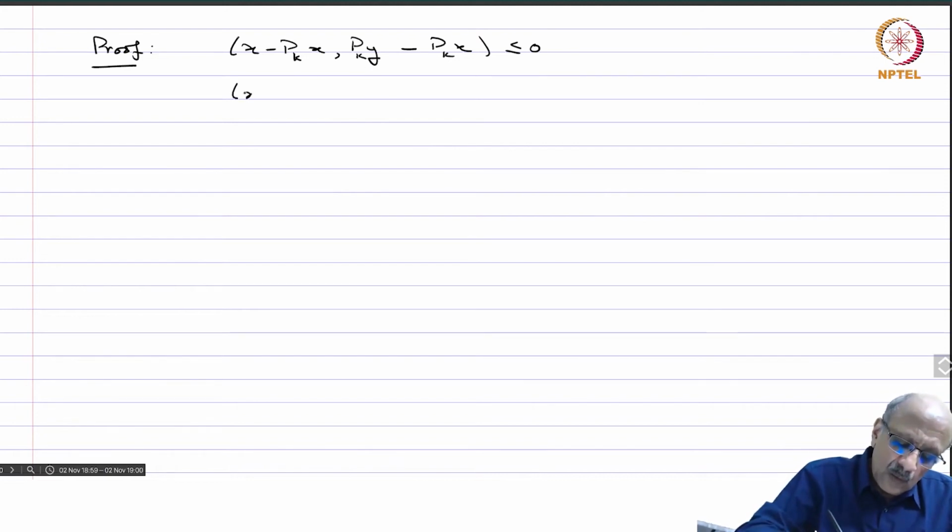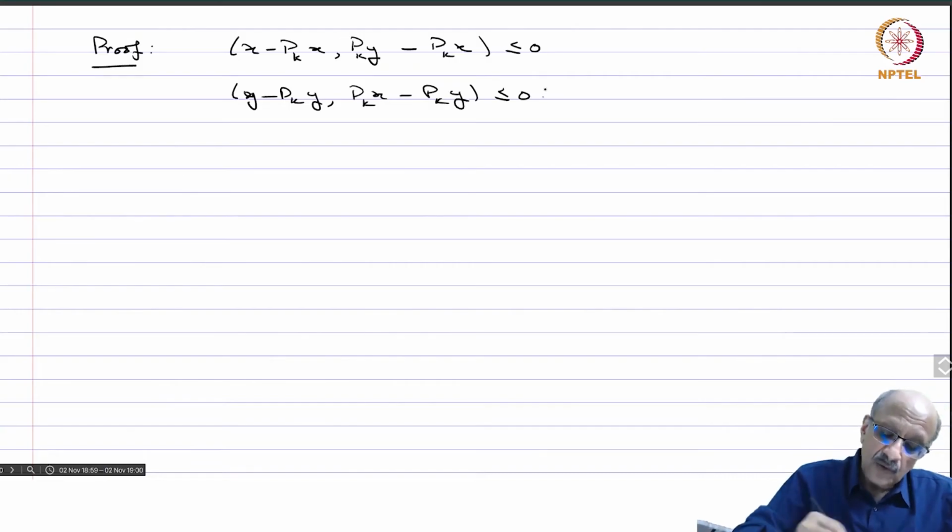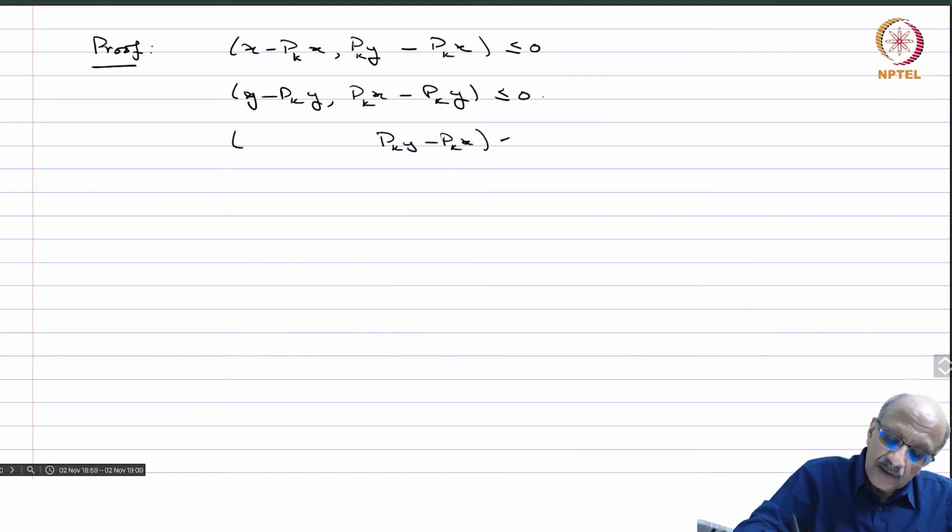Similarly, you have ⟨y − P_K y, P_K x − P_K y⟩ is also less than or equal to 0. So let us rewrite the second one so that I have the same element here. So I have ⟨P_K x, P_K y − P_K x⟩ less than or equal to 0. So I have multiplied the second term by minus, so I will multiply the first one also by minus so that it won't change. So this will become P_K y − y.